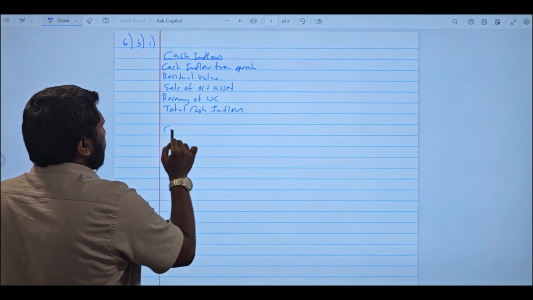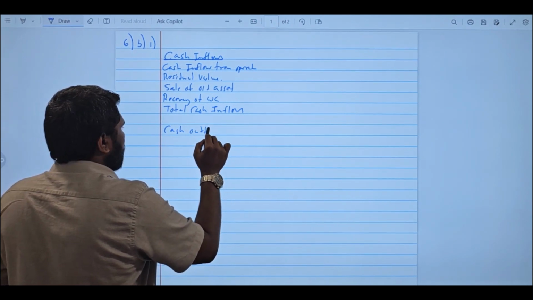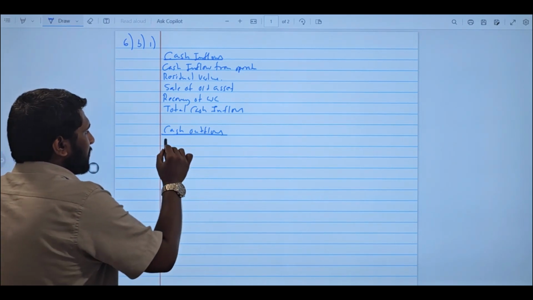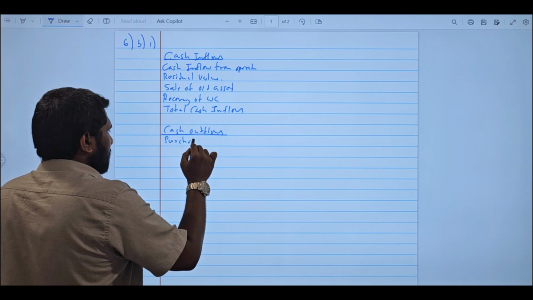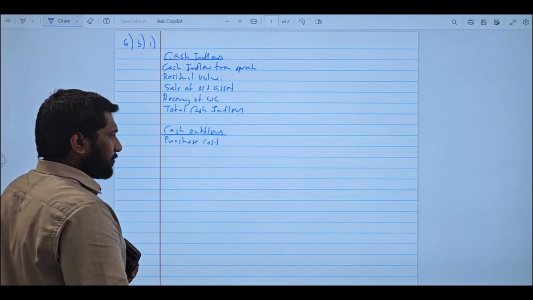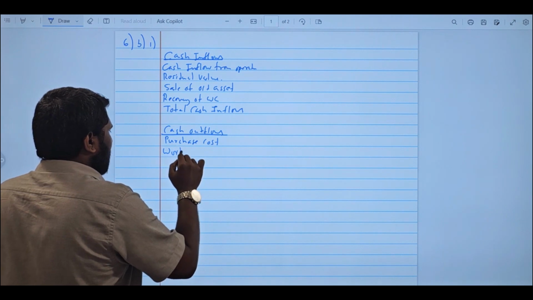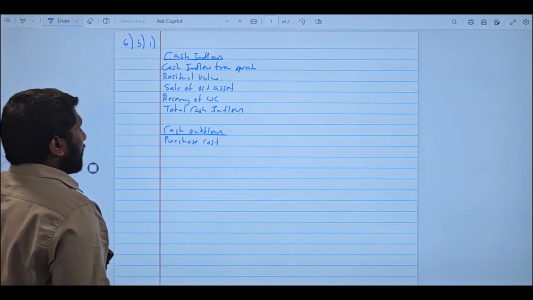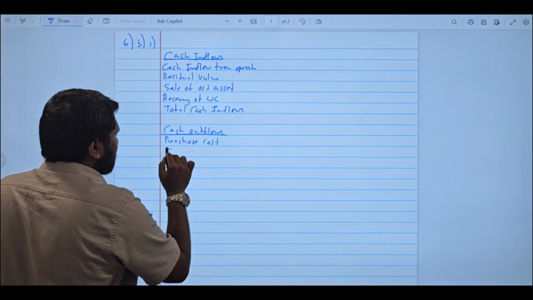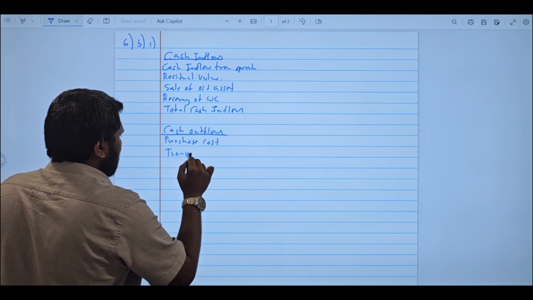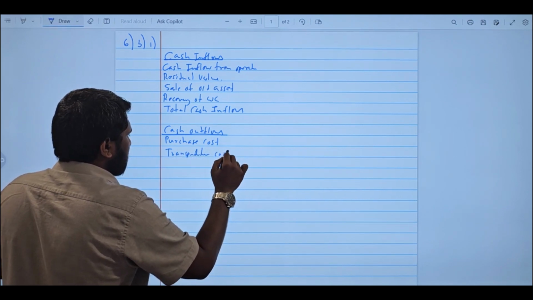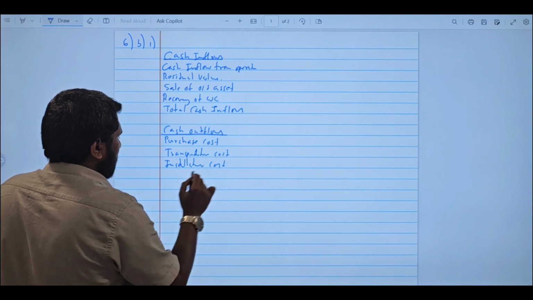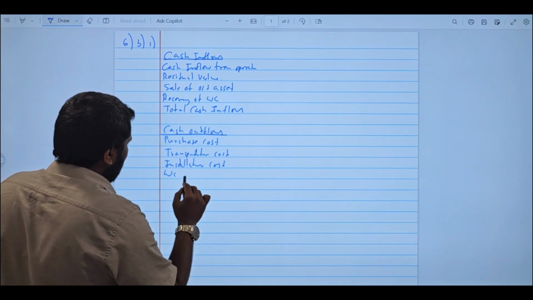Now I'll take the cash outflows. So normally what are the cash outflows that you will have? The purchase cost of the machine, purchase cost of the new asset, and the working capital pumping, working capital. So before writing the working capital, it's better if you write down the transportation cost and the installation cost, then the working capital pumping.